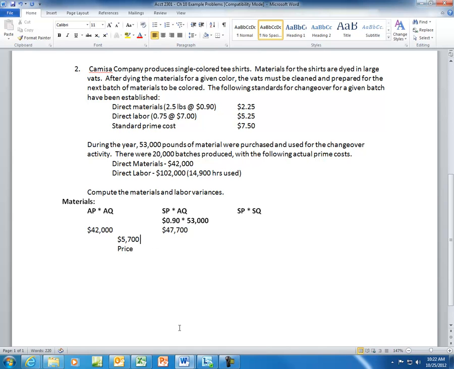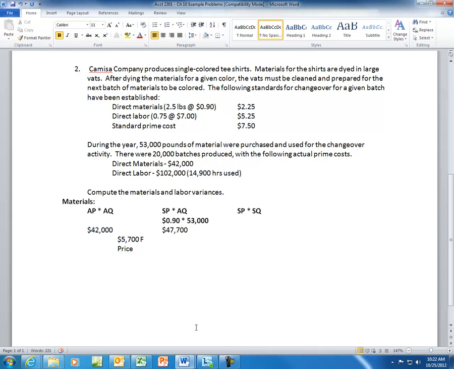We have to determine, though, whether it is favorable or unfavorable. Basically, we actually paid 42,000, and based on the actual quantity, we thought we would have paid $47,700, so we paid less, so that's good, so it's favorable.